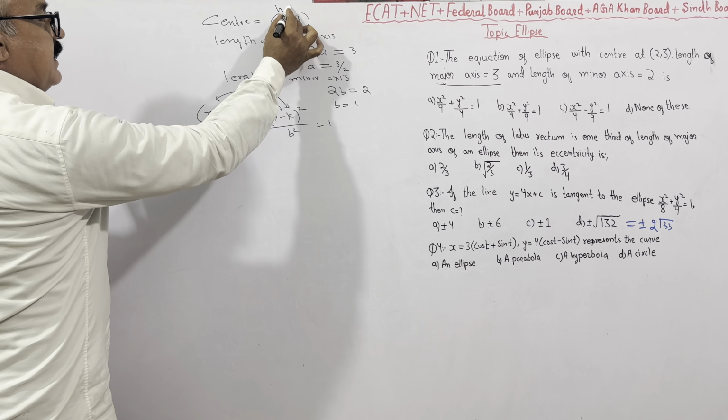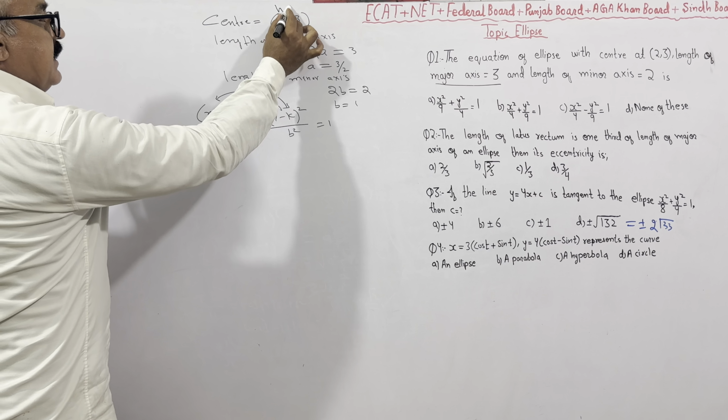That's the relation. 2 cancelled out. Shift 3 there, a there. It will become 3b square is equal to a square. We are asked to find eccentricity. Eccentricity is given by e is equal to c over a. In case of ellipse, c is given by square root of a square minus b square. Now we have to switch b to a.